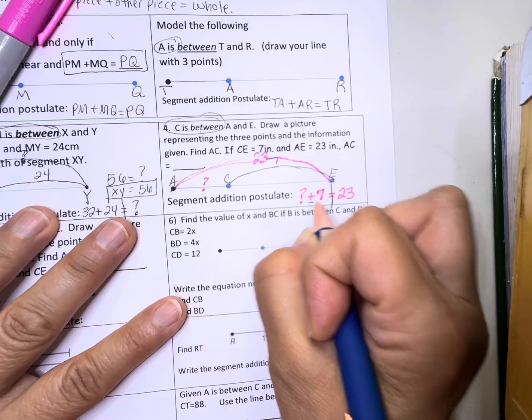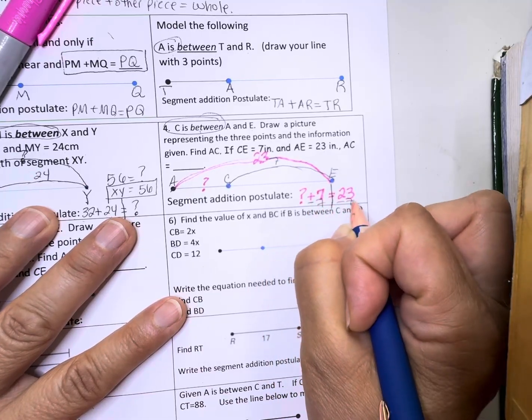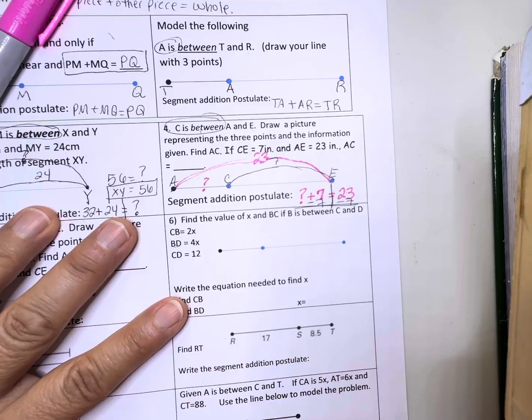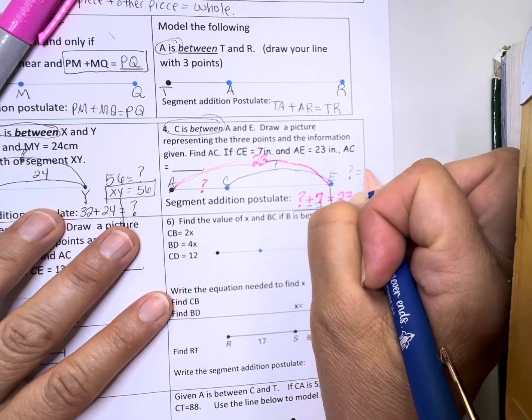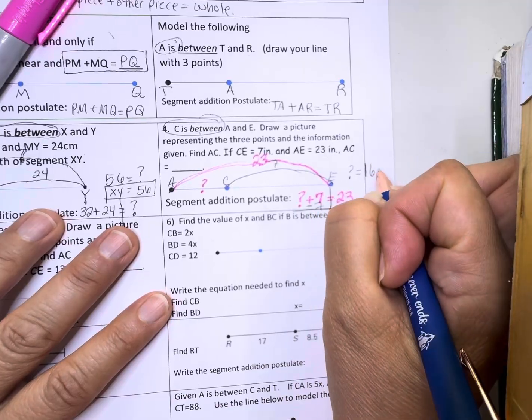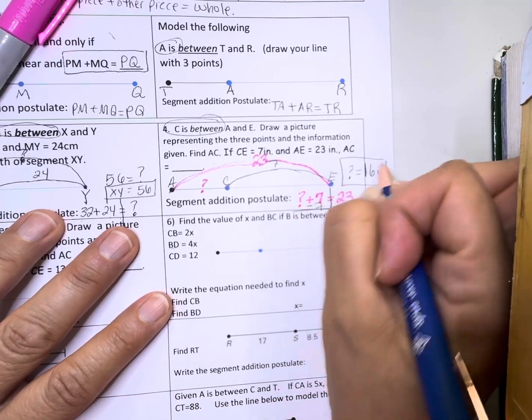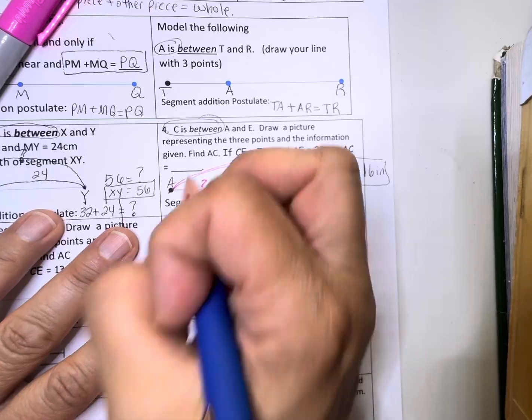So I'm adding, so I'm going to subtract 7 from both sides. Go ahead and take a second to do that. Put it on pause, please. Okay, good. You should have gotten that the piece we don't know is 16 inches. So AC, this is 16.